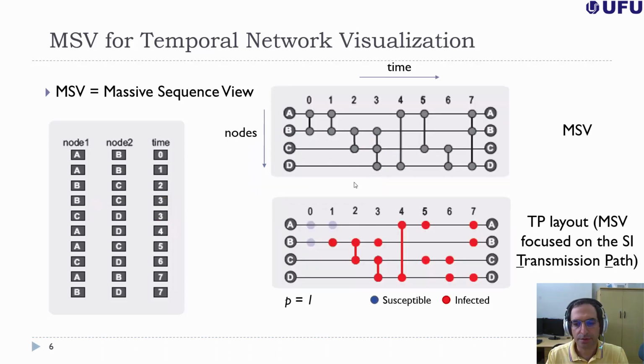MSV can be used to visualize the spread of infection. For example, here we have the transmission path layout, where you can see the spread of a disease. For example, node B is infected in timestamp 1. Then it infects node C in timestamp 2, which infects node D in timestamp 3, and so on. So we can trace here the transmission path of the disease using this visualization.